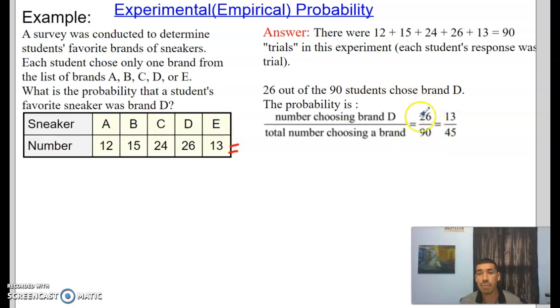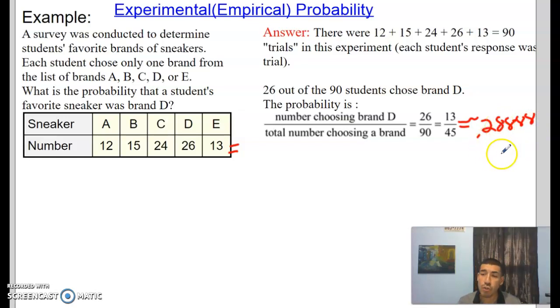On the very top, you put the number that chose D. That's the favorable outcome. So 26 chose D. So that reduces to 13 over 45, which if you change it to a decimal is approximately 0.28888, and the 8 repeats forever.